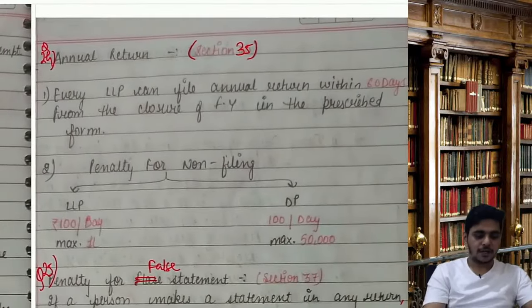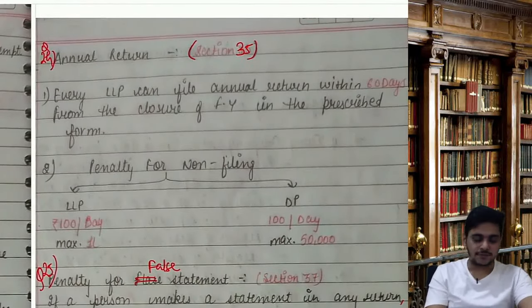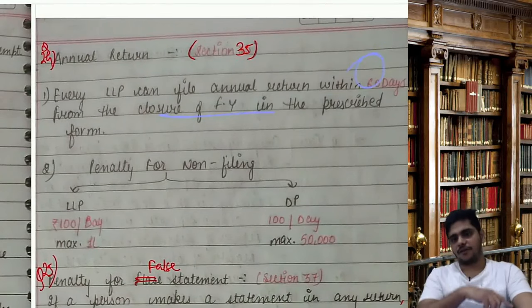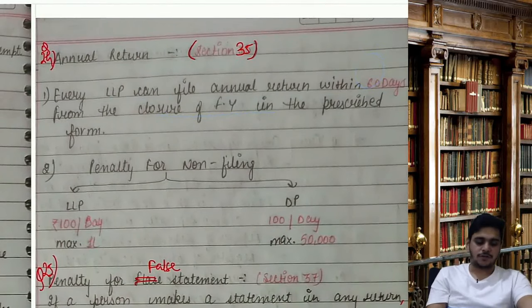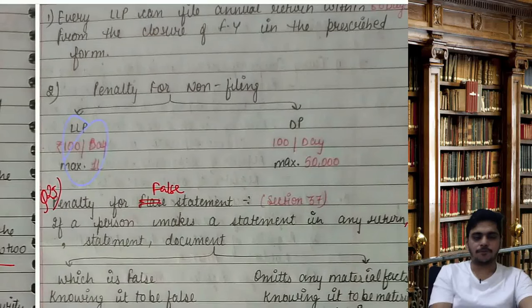12.39. Annual return. Every LLP shall file an annual return within how many days? Within 60 days from the close of the financial year. The financial statement was 6 months; the annual return is 60 days from the close of the financial year, in the prescribed form. Penalty is 100 per day, maximum 1 lakh, for the LLP, and 100 per day, maximum 50,000 for the partner.